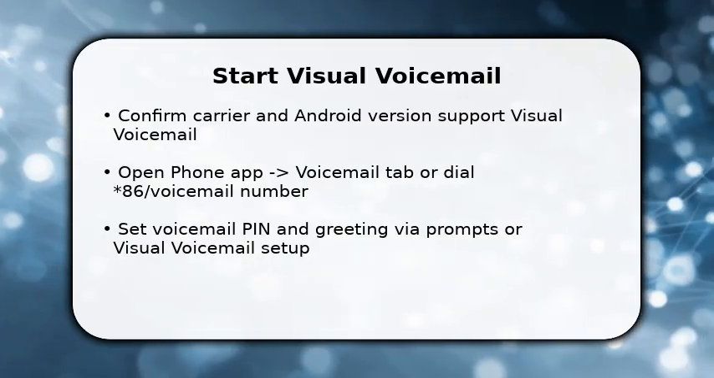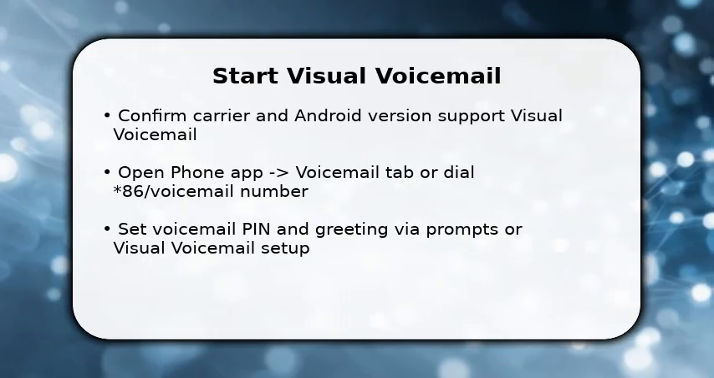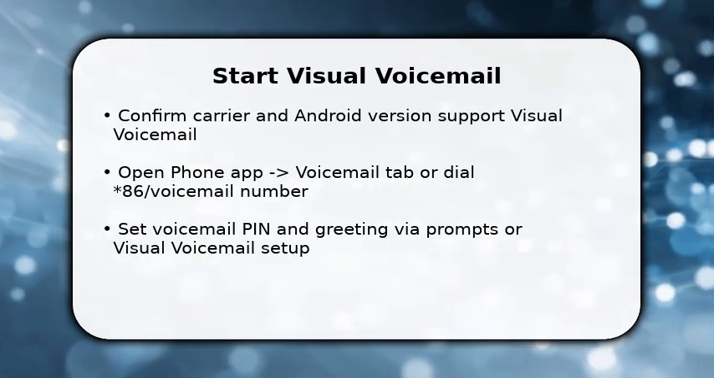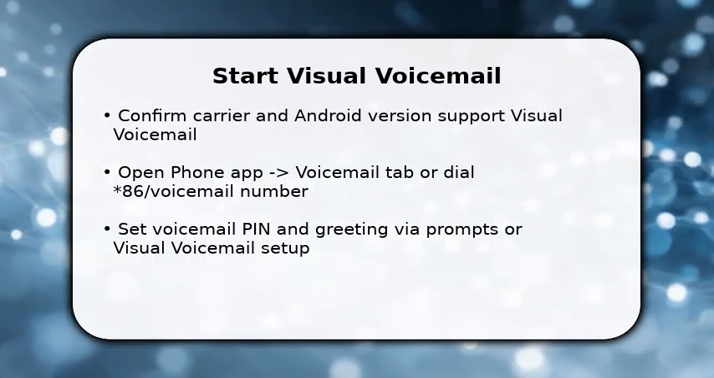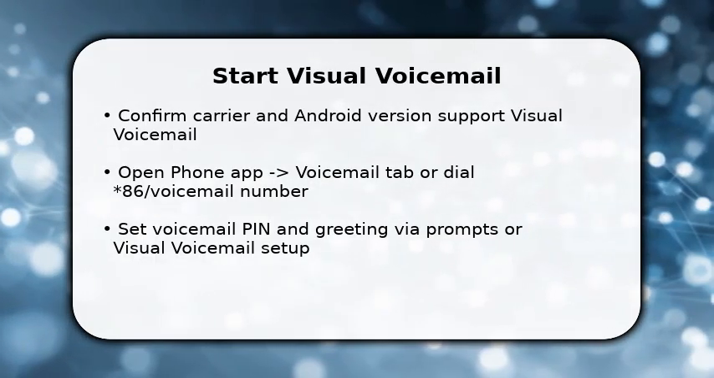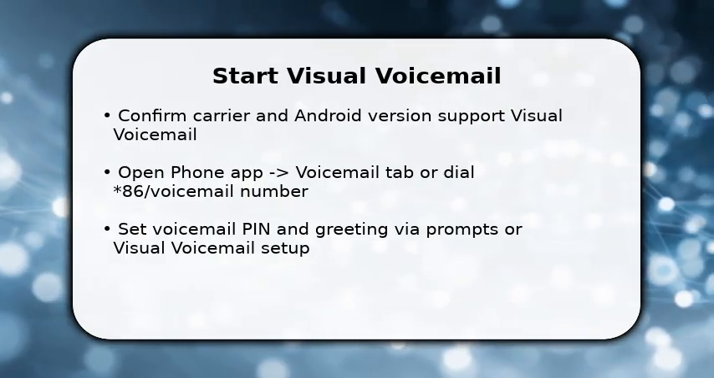You'll begin by enabling visual voicemail so messages land in an inbox you can manage. First, open the phone app and tap the voicemail tab. If you don't see it, dial your carrier's voicemail number. Follow the setup prompts to create a PIN and record a greeting.